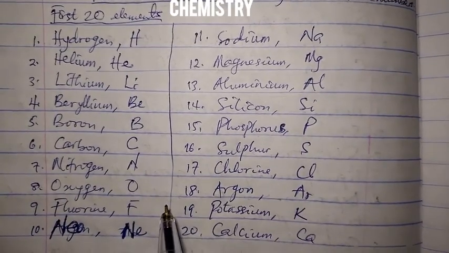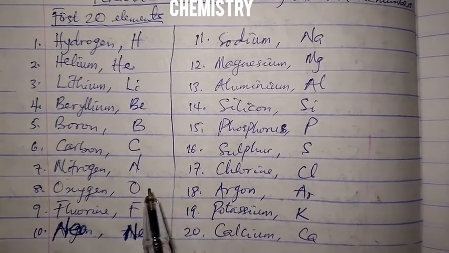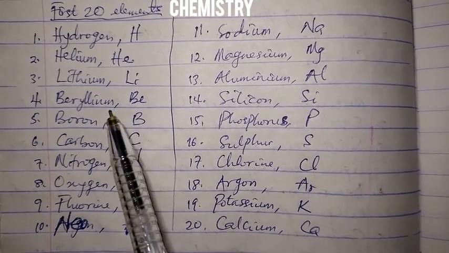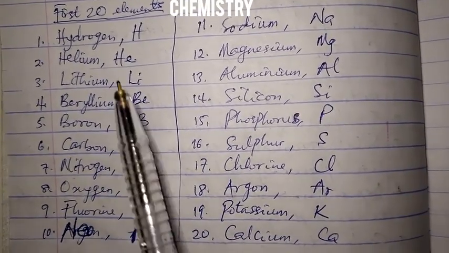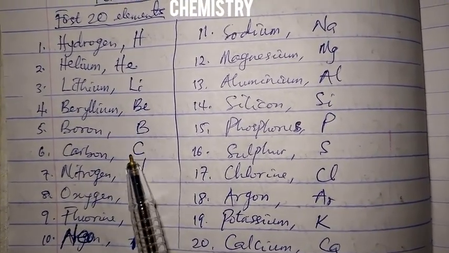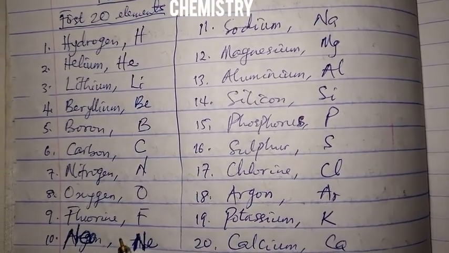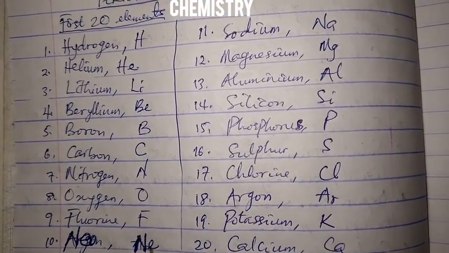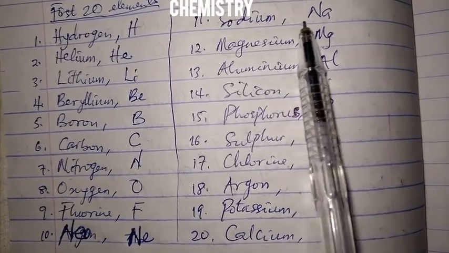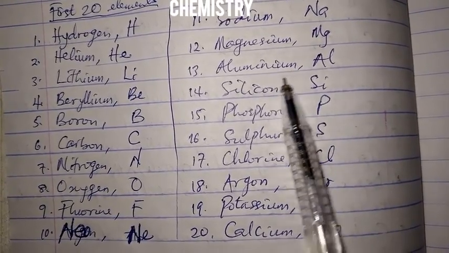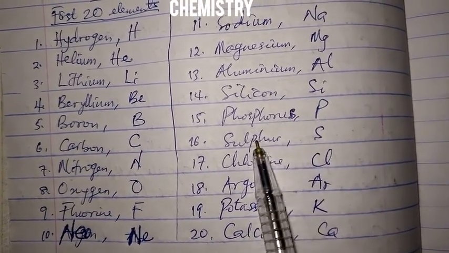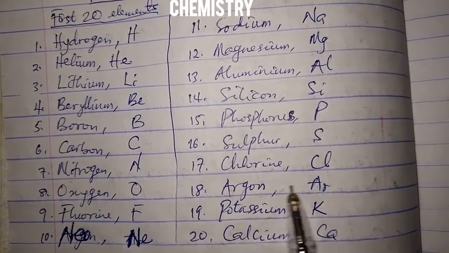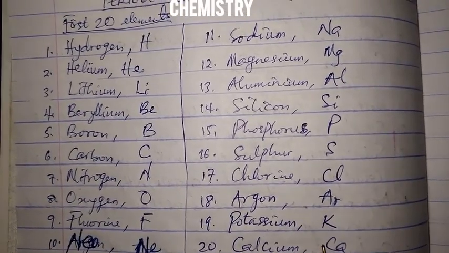Here you have the first 20 elements. Hydrogen, helium, lithium, beryllium, boron, carbon, nitrogen, oxygen, fluorine, neon. This is neon, Ne. Sodium, Na, magnesium, aluminium, silicon, phosphorus, sulfur, chlorine, argon, potassium, and calcium.